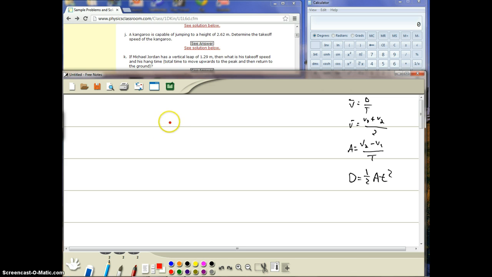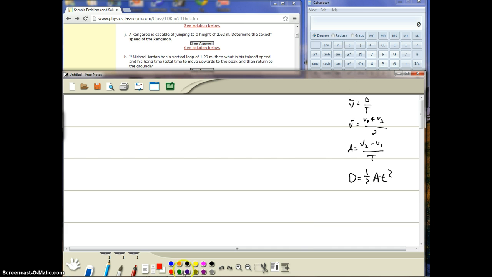We're going to solve a little problem here for you guys while I'm gone. We're going to solve letter J here. I've already written the formulas down over here, and I've got my little calculator up here. So we're going to look at a kangaroo that is capable of jumping to a height of 2.62 meters. We want to determine the takeoff speed of the kangaroo. Remember, speed and velocity are the same thing, so we're trying to find the initial velocity of this kangaroo.